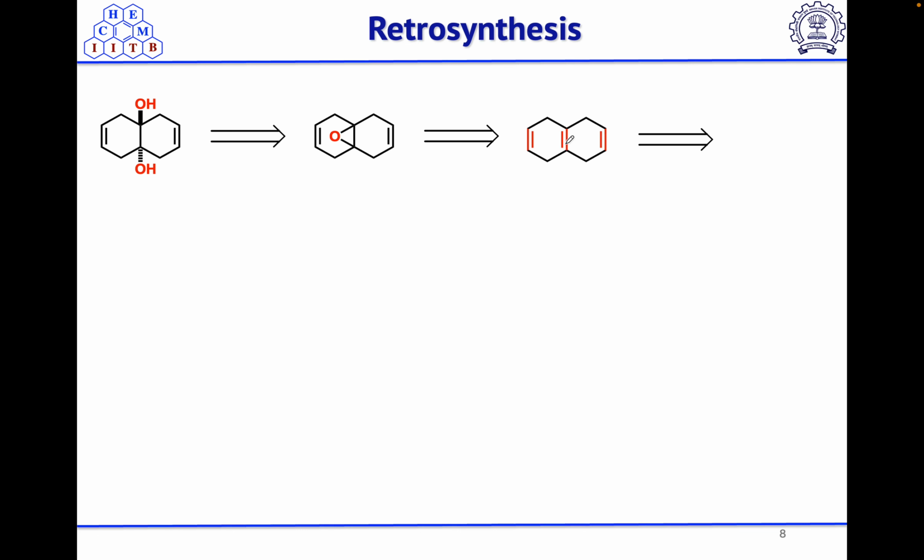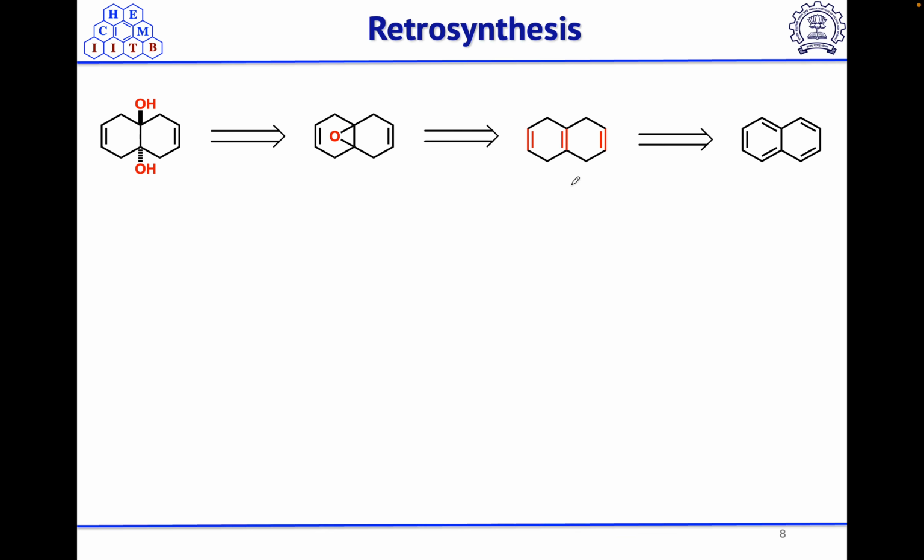And this olefin, if you see, is tetrasubstituted, so it is more electron rich. So by utilizing this concept of the more electron rich double bond epoxidation, we can oxidize this olefin exclusively. Now this triene, where can we get it from? Basically from this naphthalene via Birch reduction conditions. So we can think about the Birch reduction of this aromatic naphthalene compound to get this triene.